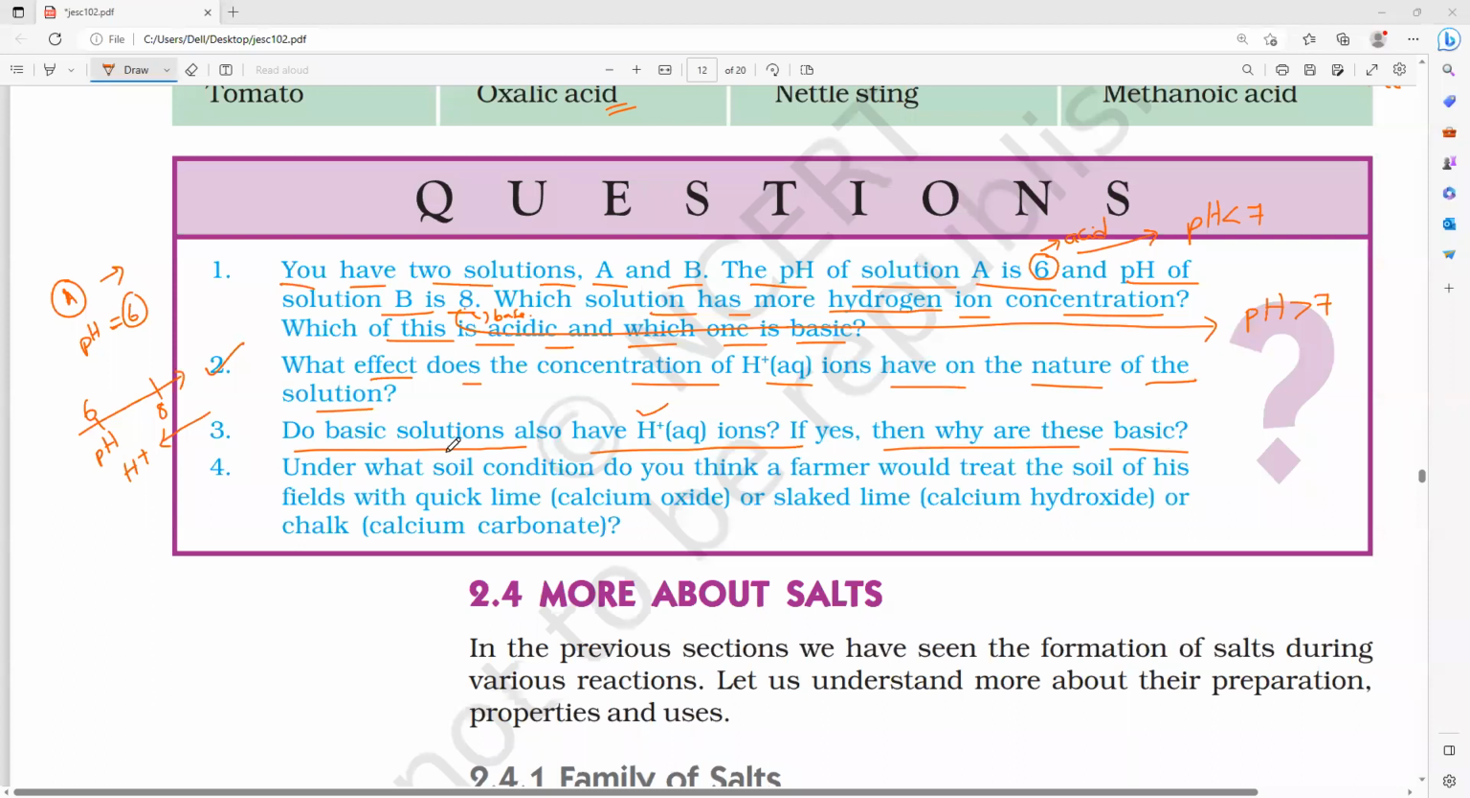Do basic solutions also have H plus ions? Yes. The basic solutions also have H plus ions along with the OH minus ions.